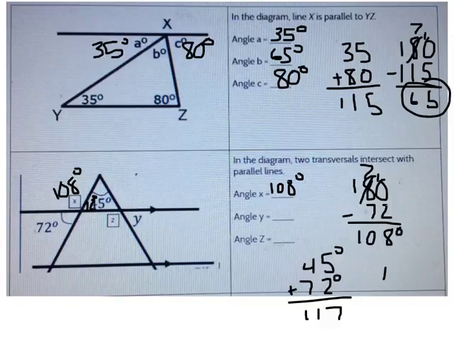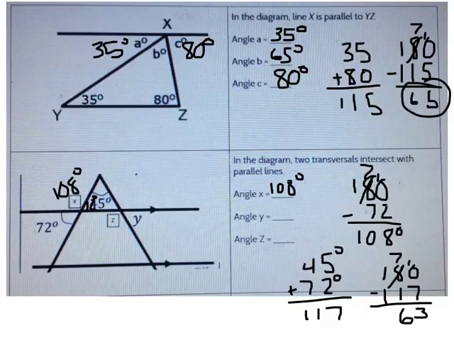Now I can subtract 180 minus 117. What's 180 minus 117? It's 63 degrees. So the third angle in the triangle is 63 degrees. That angle is vertical to angle Y. So angle Y also equals 63 degrees.